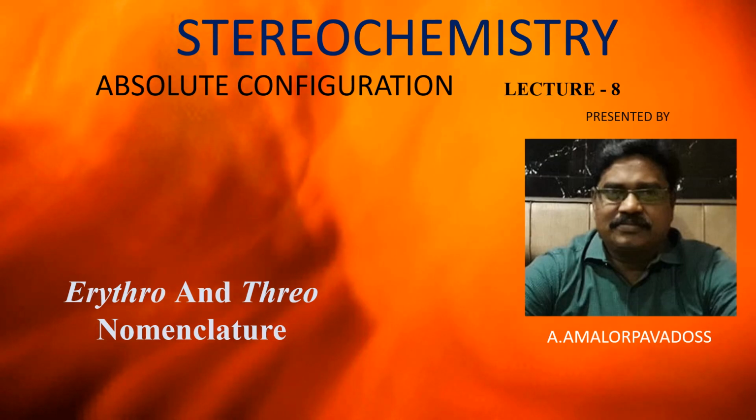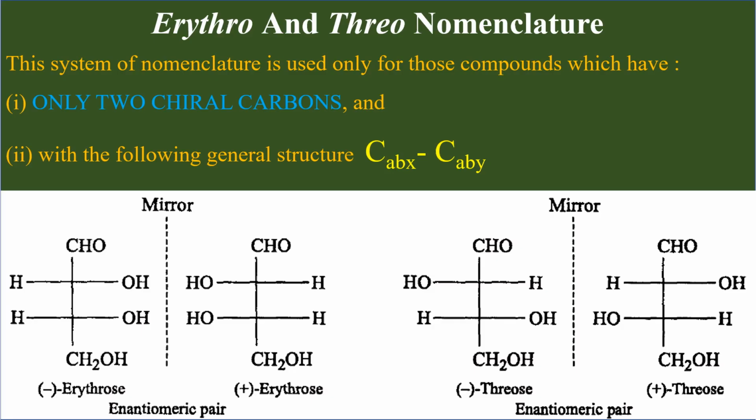Welcome to the lecture on erythro and threo nomenclature of organic molecules. So far, we had been discussing assigning the DL configurations and the absolute configurations R and S. Now we are entering into a new system of nomenclature where we are using the prefixes erythro and threo with the names of the molecules.